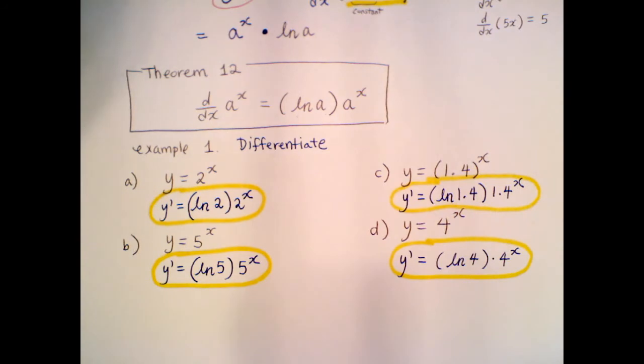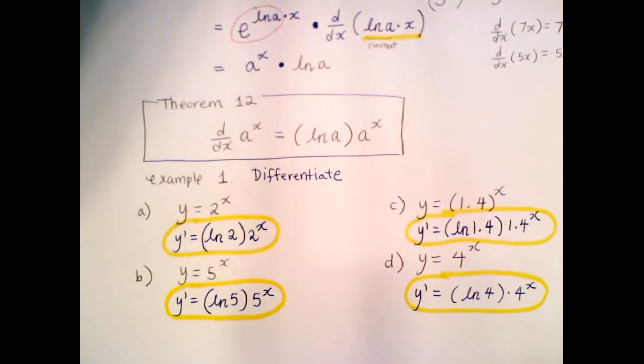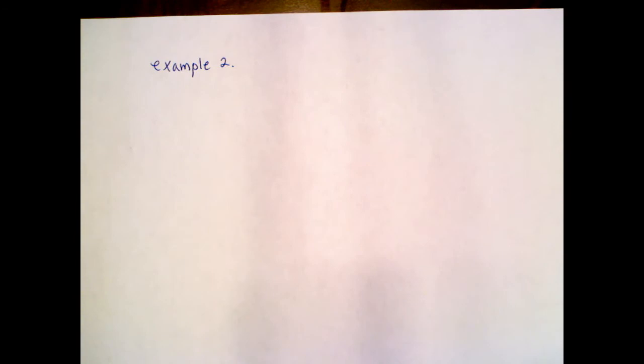Let me make up example 2 where you have a constant in front, maybe 4. Let me change the paper, but do have this theorem number 12 written down. Example 2. I'll give you cases where we have a constant in front of our exponential. Let's make a to be y equals 5 times 3 raised to the x power. B, let's make it y equals 3 times 2 raised to the x power. Let me give you two more.